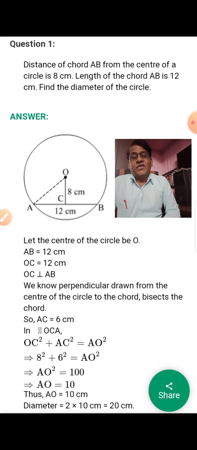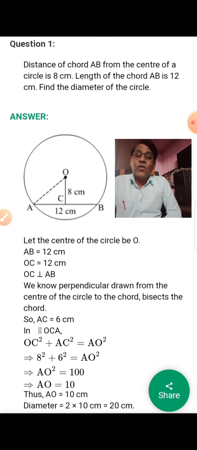So we already know that when we draw a perpendicular to the chord from the center, the perpendicular bisects the chord. This is the theorem of the chord and the perpendicular drawn from the center. By using this theorem, you can find the diameter of the circle. If you know the radius, then you can find the diameter. So first you have to find the radius of the circle.